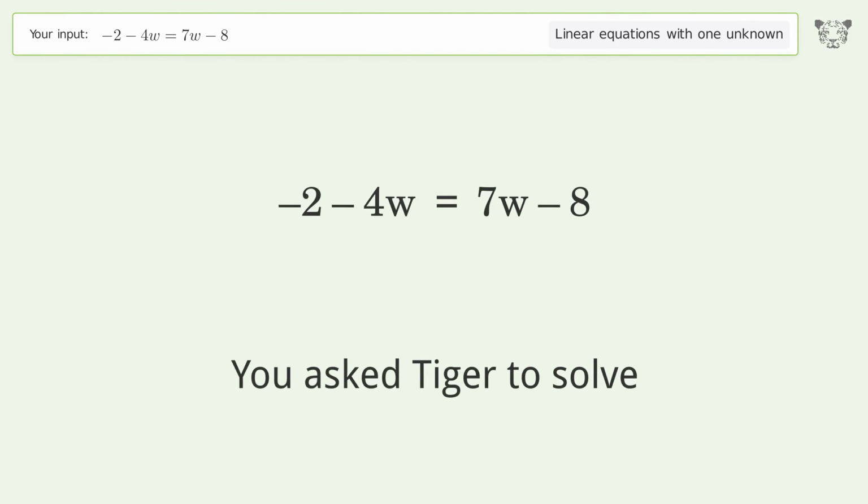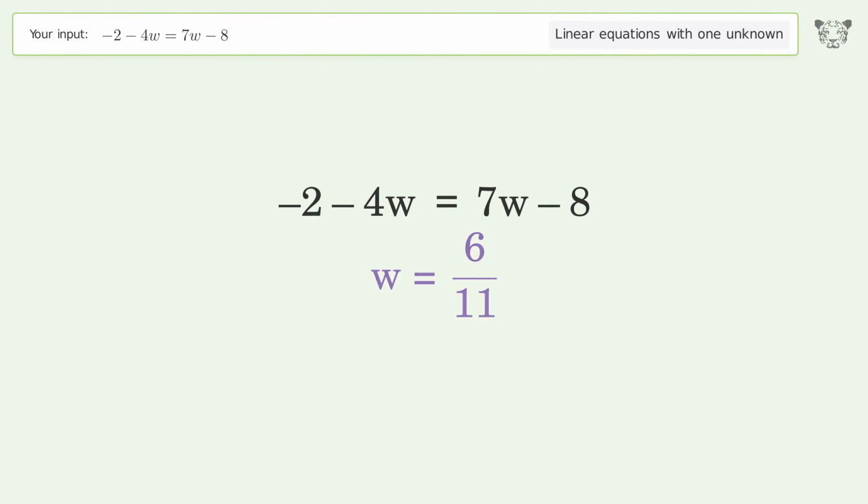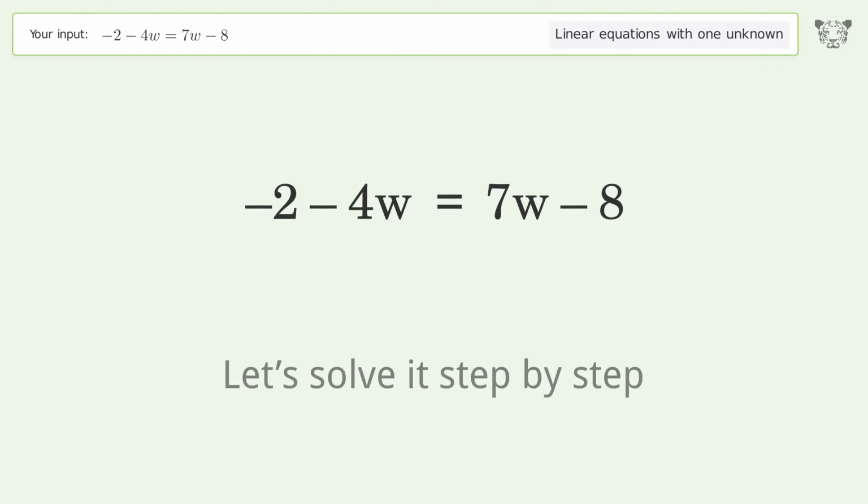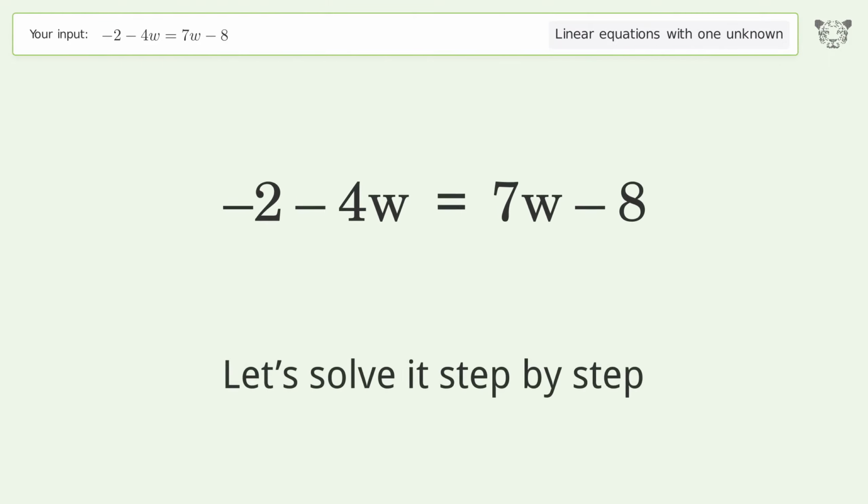You ask Tiger to solve. This deals with linear equations with one unknown. The final result is w equals 6/11. Let's solve it step by step.